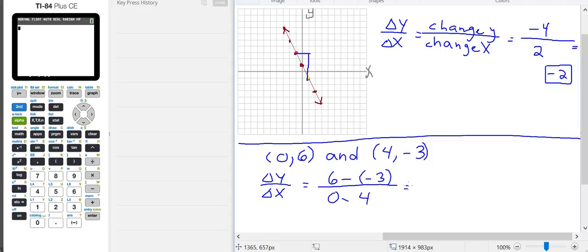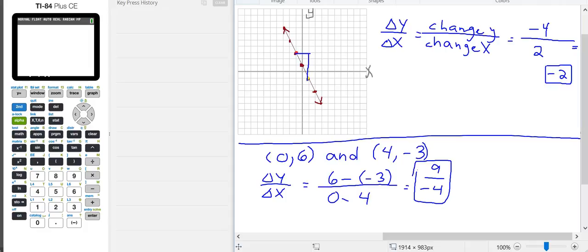Let's simplify this. 6 minus -3 is 6 plus 3, which is 9. And 0 minus 4 is -4. So our slope is -9 over 4, or 9 over -4. It's the same thing. This line has a negative slope. Let's graph these 2 coordinates and see if when we graph it, we would get the same thing.